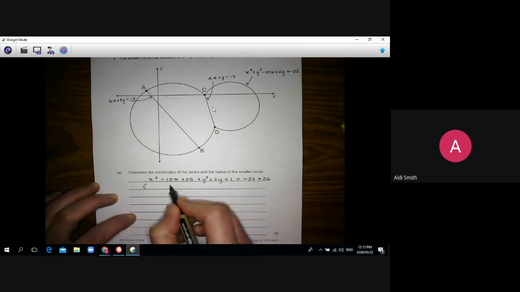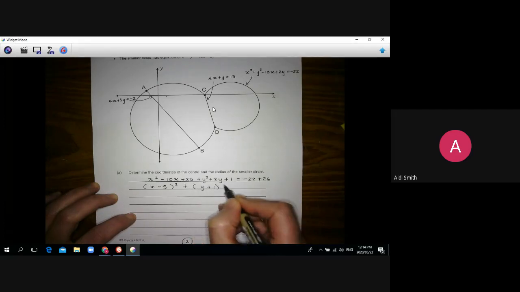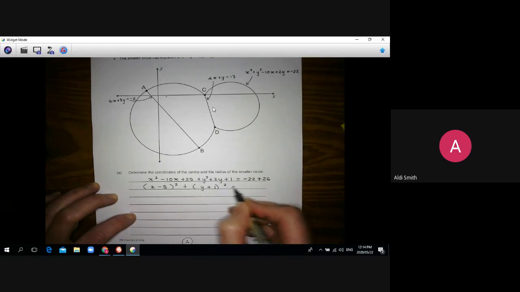Now I do the completed square bracket, and this is going to be x minus 5, because the value that goes in there was the value that you had when you halved that negative 10. Plus y plus 1 squared, and again, the value that you have there is the value you had when you halved it before you squared it to get what you actually added. And then minus 22 plus 26 is 4.